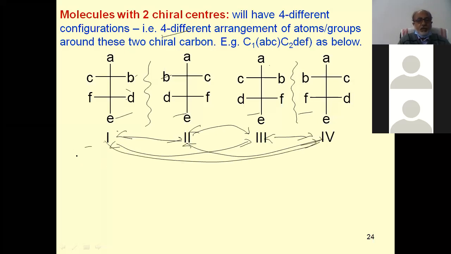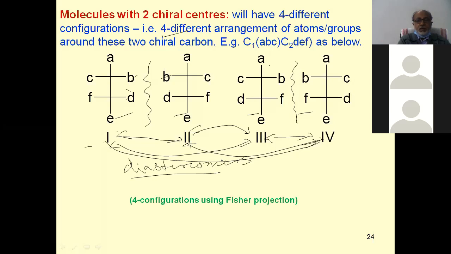So what are they called? What are they called? Oh my goodness, then what have you studied? They are diastereomers. The diastereomers. These terms are very important, because if you don't know them, then we cannot do anything.